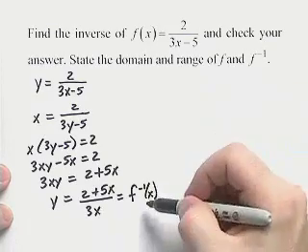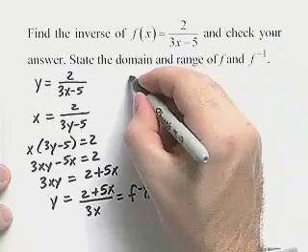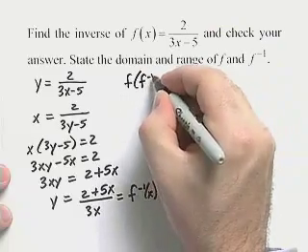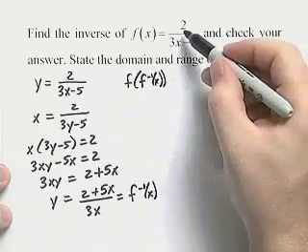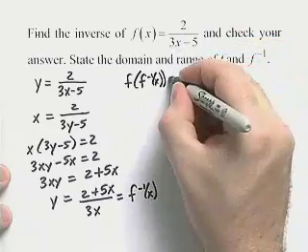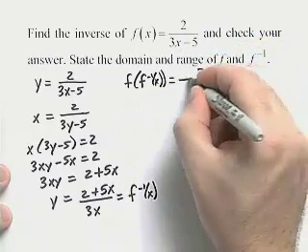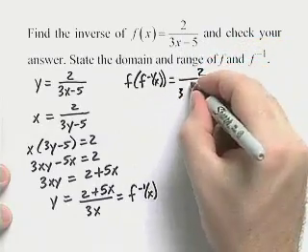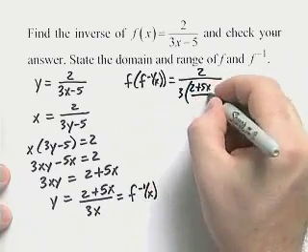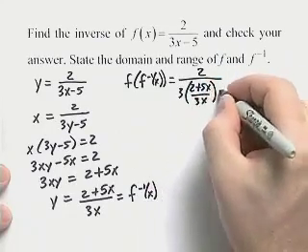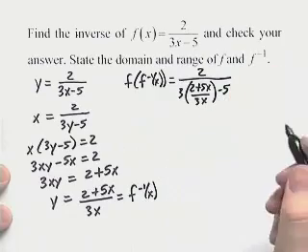To verify that this is indeed the inverse, we need to check f of f inverse of x. So we need to take our inverse function and substitute it into our original function. So we'll get 2 divided by 3, now we're going to plug in our inverse, (2 plus 5x) over 3x, and then minus 5.